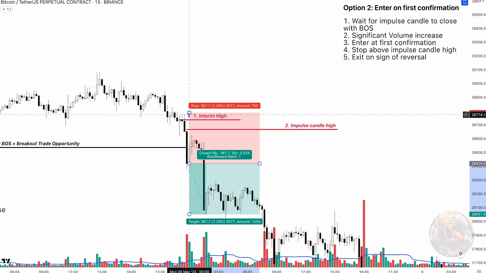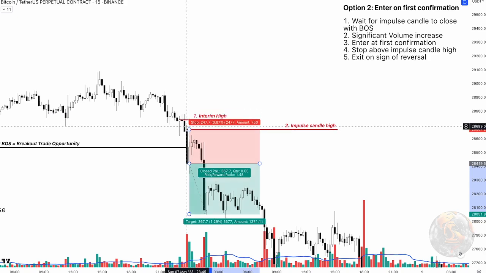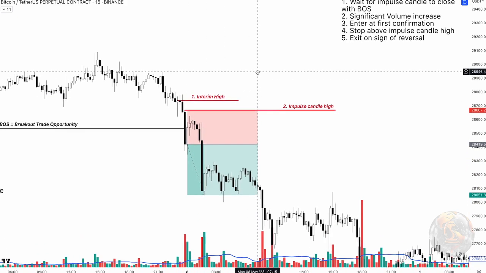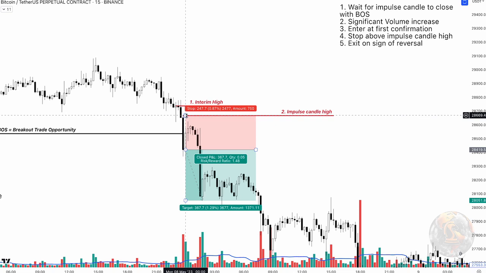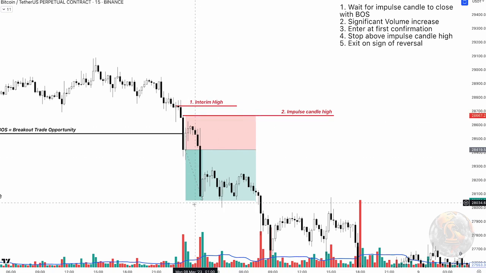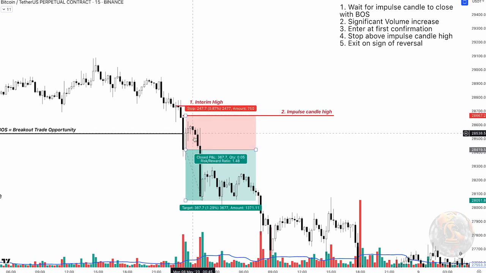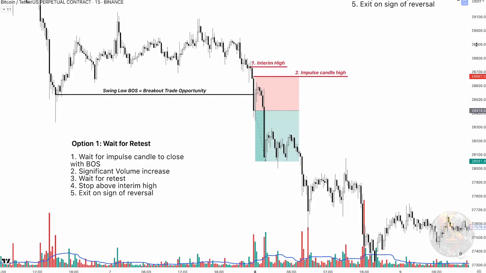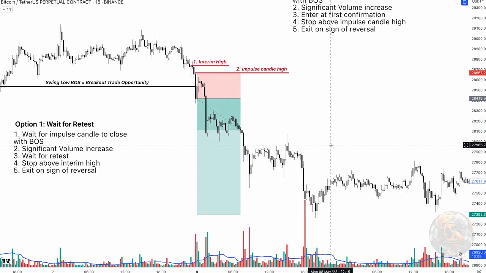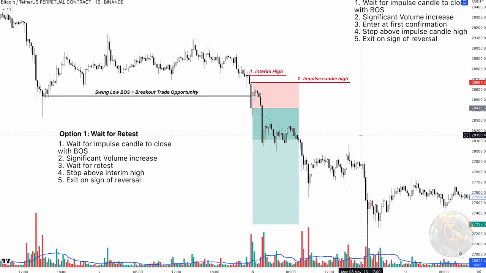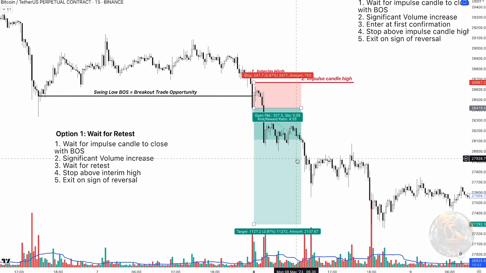Now our stop loss goes somewhere different in this one because we're taking a higher risk trade. We use a tighter stop and our stop goes above the impulse candle high. The principle behind this is that this candle is supposed to be sellers in control. That means price should not be able to reach back up above the high of that candle if the sellers truly are in control with the volume they brought into the market. So you enter at the first confirmation, your stop goes above the impulse candle high, and you exit on the same sign of reversal. So again, in this instance, you would have something like a 3-hour to as much as a 4.5-hour trade.